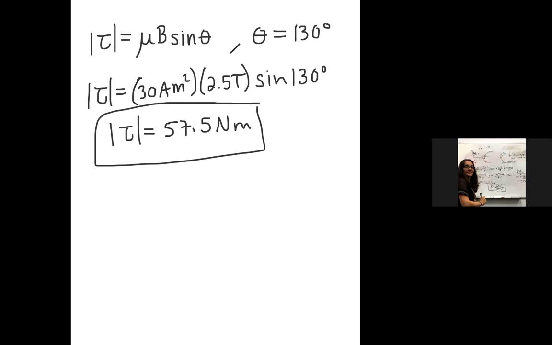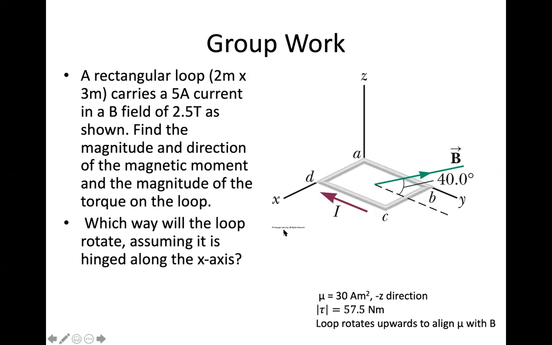Now, the last question is a little bit tricky. It says, which way is it going to rotate? Well, without exactly knowing where the pivot point is for this loop, it's really hard to know. Is it pivoted around which axis? Oh, here it is. It's hinged along the x-axis. It's hinged along the x-axis, so it's pinned down here. It's pinned there, okay?